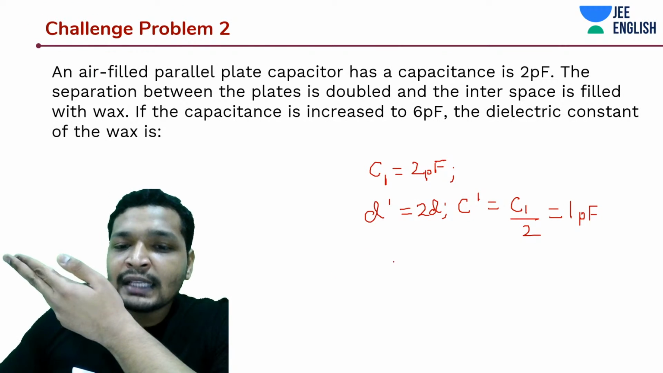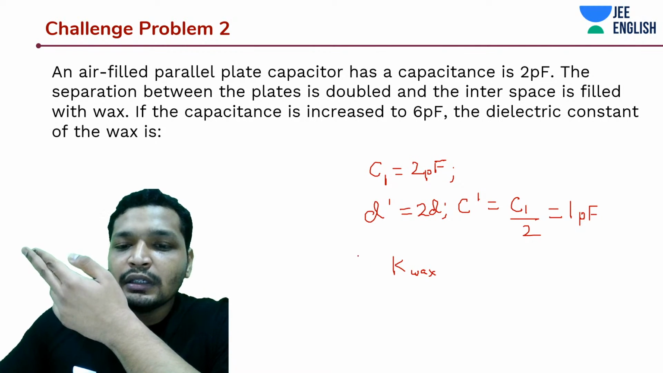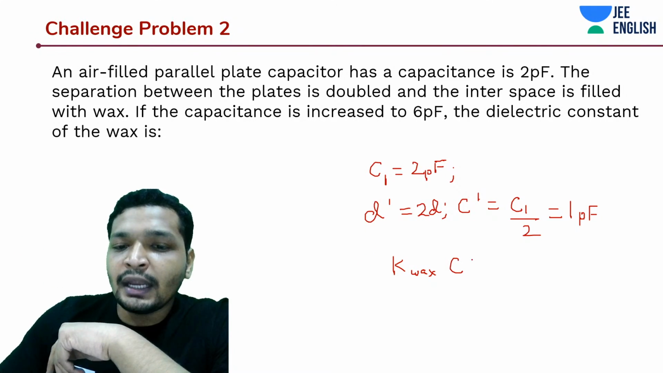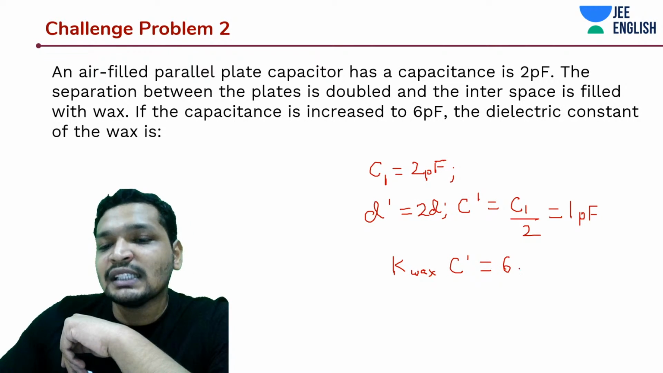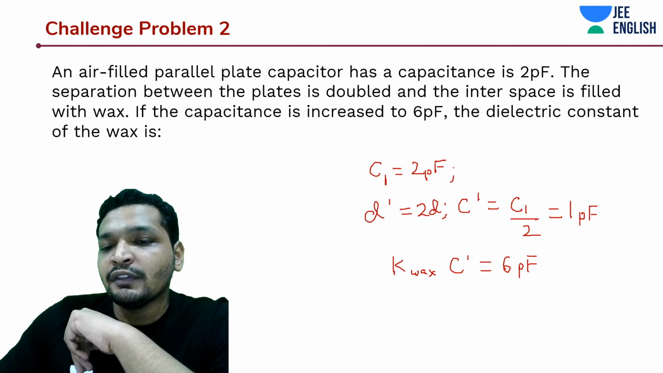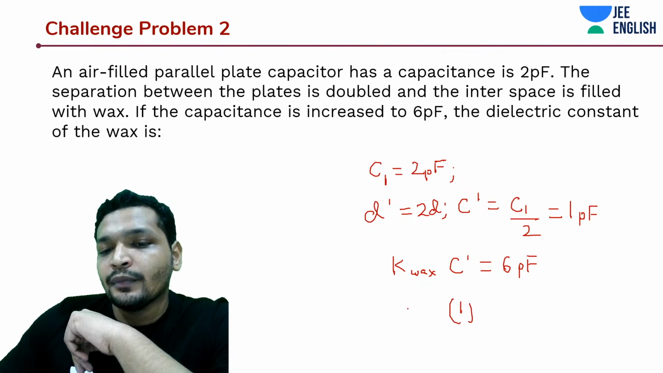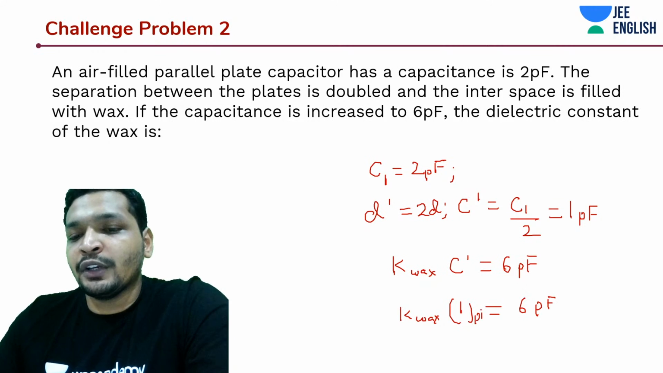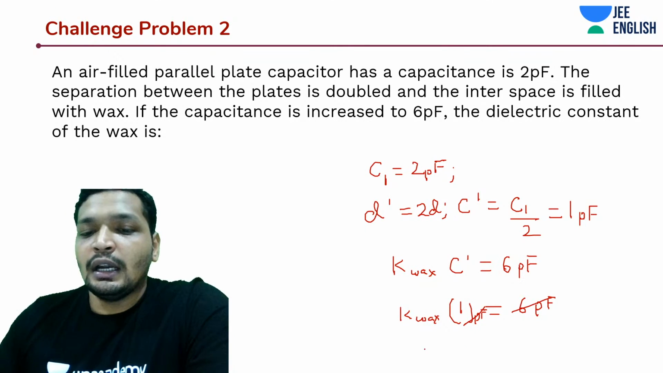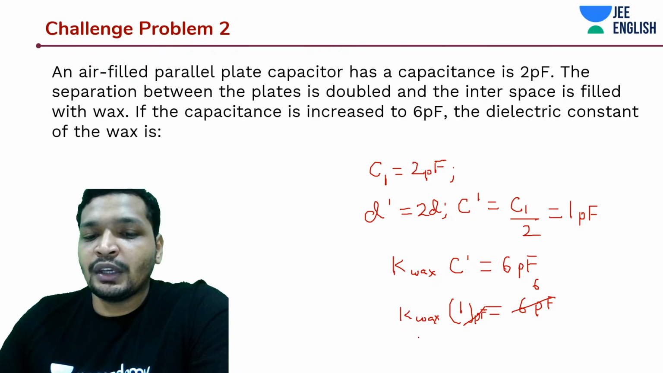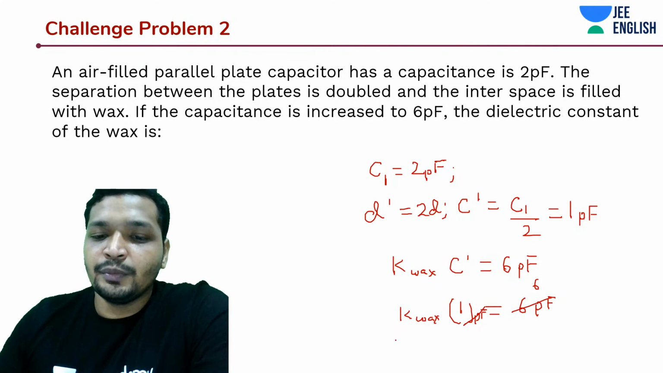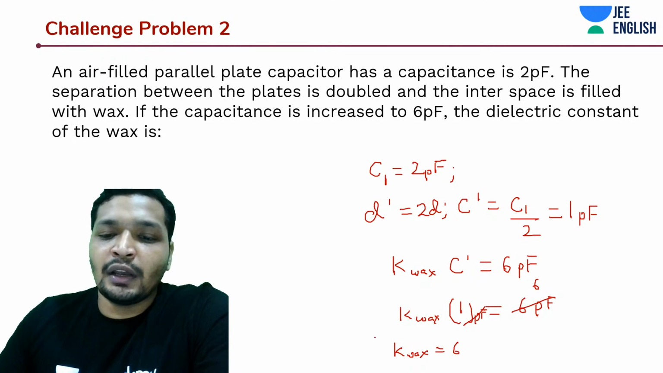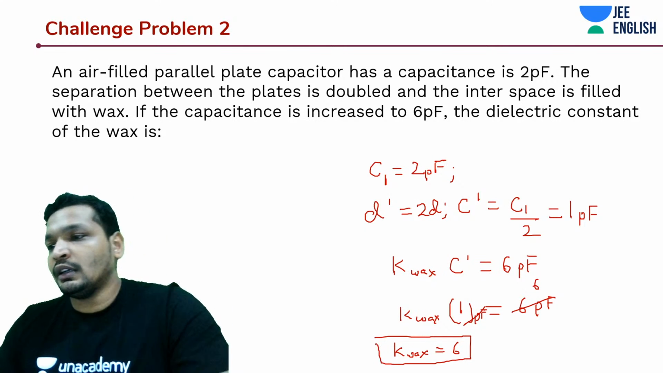But your wax has some dielectric constant that is making sure your K wax into C dash is equal to 6 picofarads. How much is that giving you? C dash is 1 picofarad, and K wax is how much? 1 picofarad. Make sure you are equating the units, and in problems like this all it is about units. So K wax should be how much? It should be 6. But you could have right away answered it without any hassle.